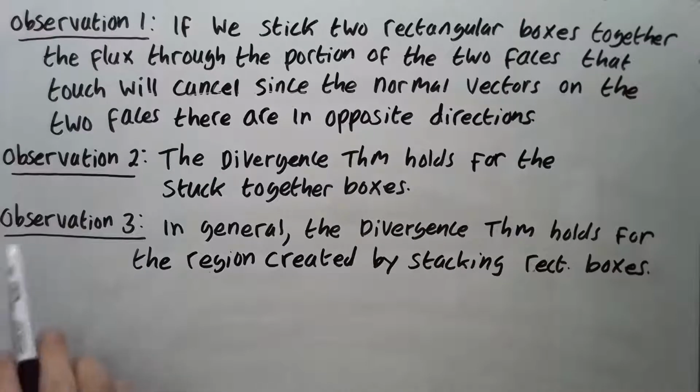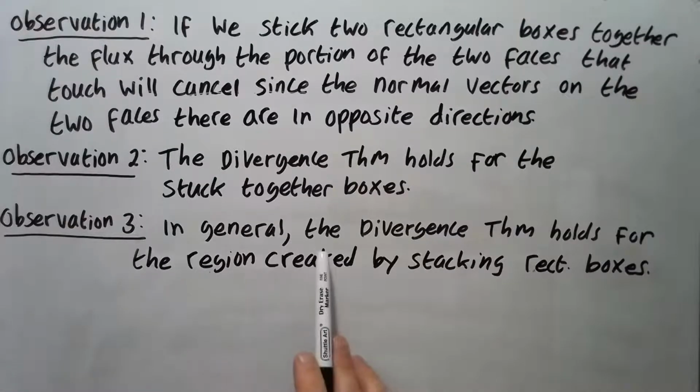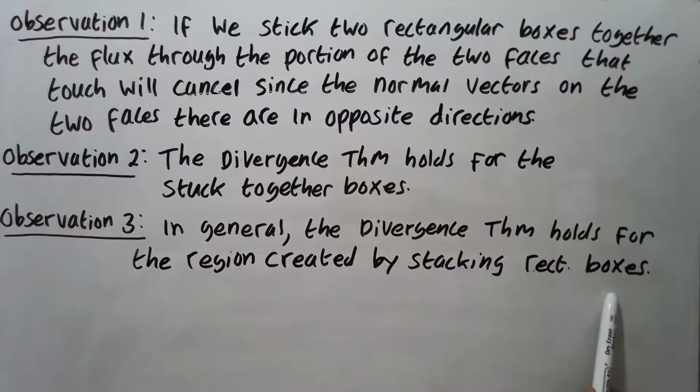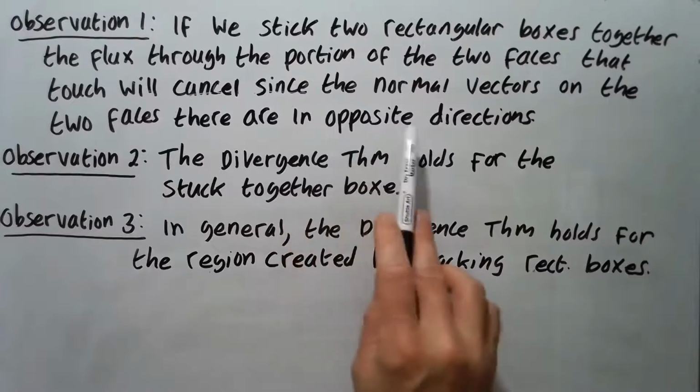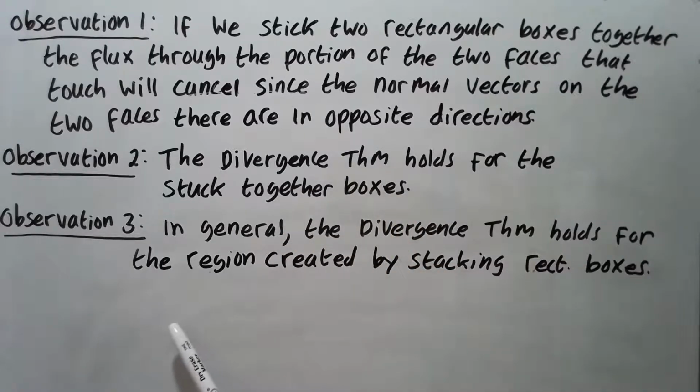The third observation: in general, the divergence theorem holds for the region created by stacking rectangular blocks. We just showed it for sticking together 2 rectangular blocks or boxes, but in general you could stick together as many as you wanted to or stack them. So this is observation 3. Let you think about that. And now let's put observation 4.